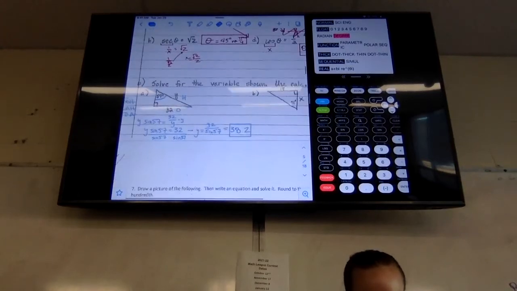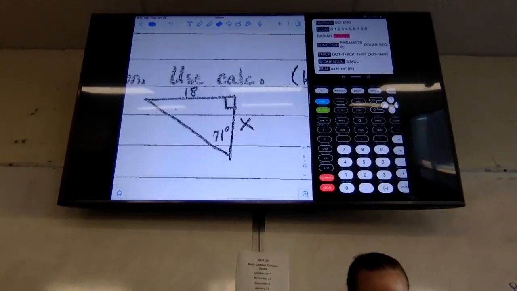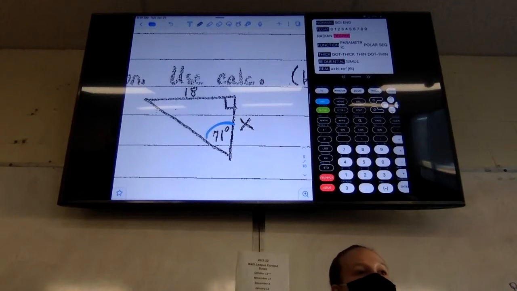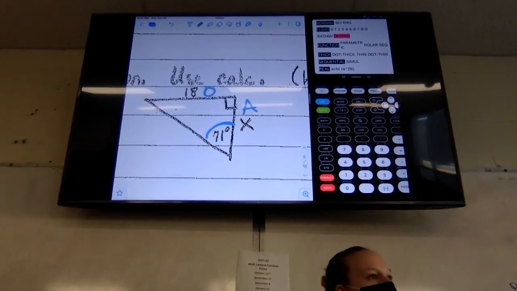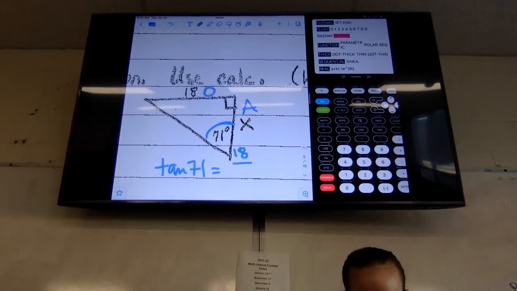All right, we're going to do one more just like that. This time 71 is my angle. What two sides do I have? 18 and x, which are O and A. O is 18, x is A. So which function is this? TOA, tangent. What's my equation I'm going to write? Tan 71 equals 18 over x. Good.